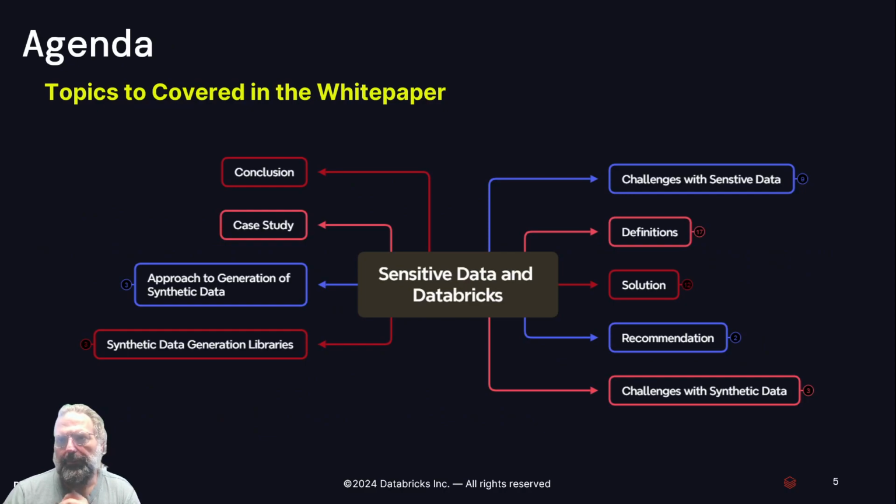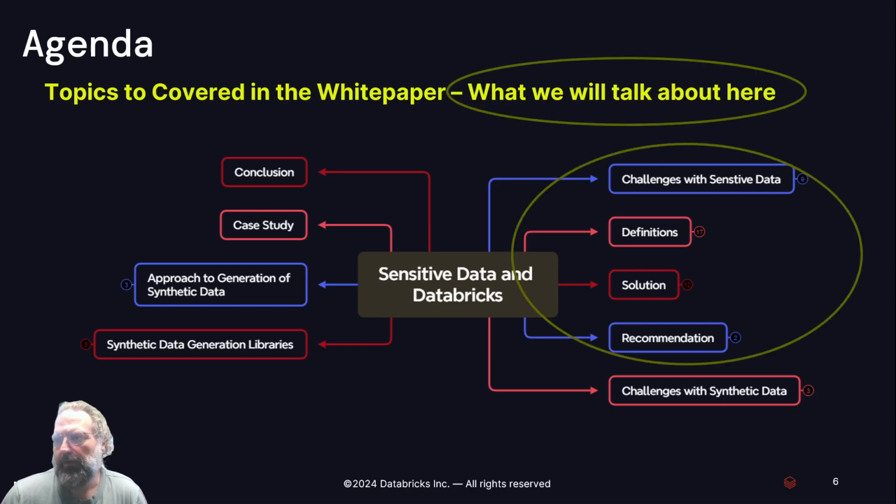So the white paper covers the topics you see here. It reads like a clock, going from challenges with sensitive data to definitions and so on. That's a lot of stuff, right? And it's a pretty big white paper. I recommend you take a look. I've included a post with that link before, I believe. If not, I'll include it again. Take a look. Let me know what you think. We're going to talk about the stuff that's circled, right? So challenges with sensitive data, definitions, solutions, and then a recommendation.